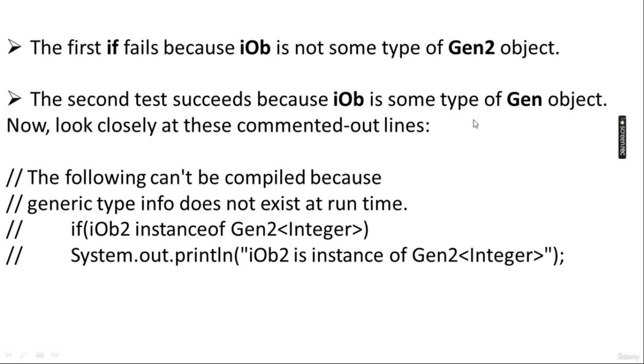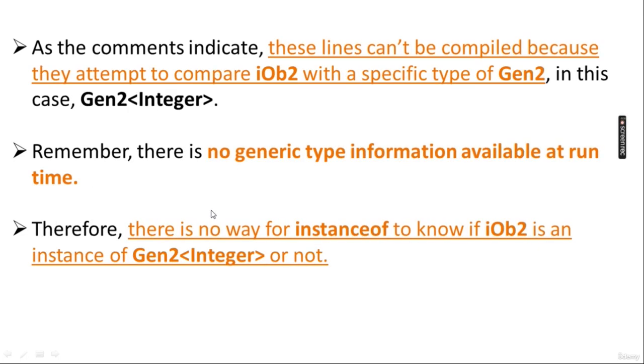Now look closely at these commented lines. Generic type information does not exist at runtime. Okay, here we are passing Integer. We do not know until we are running the code which type it is. Okay, so this line will not compile. It will give you a compile time error.